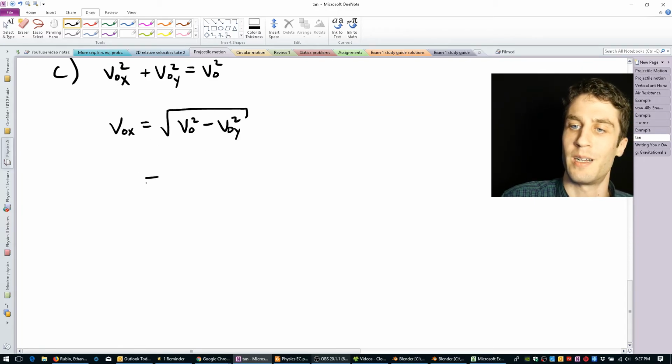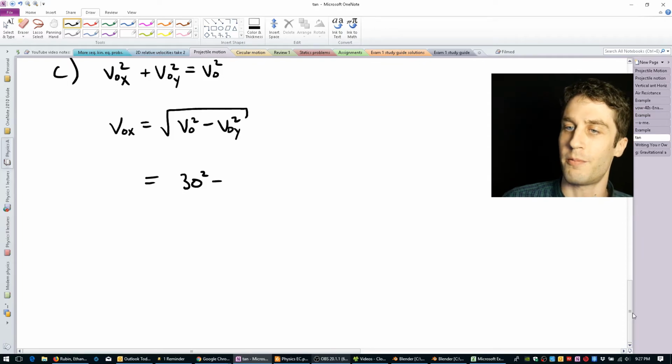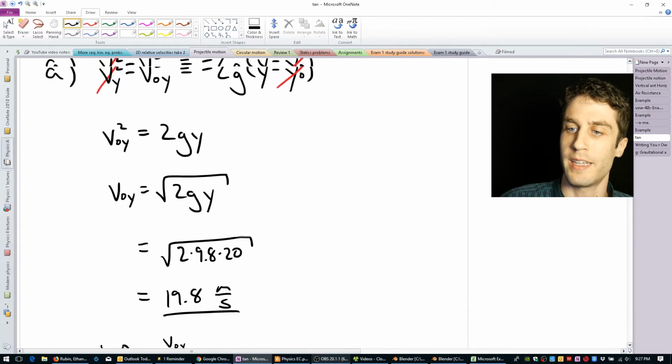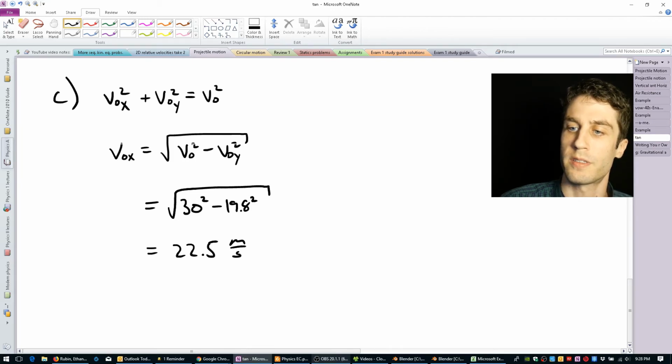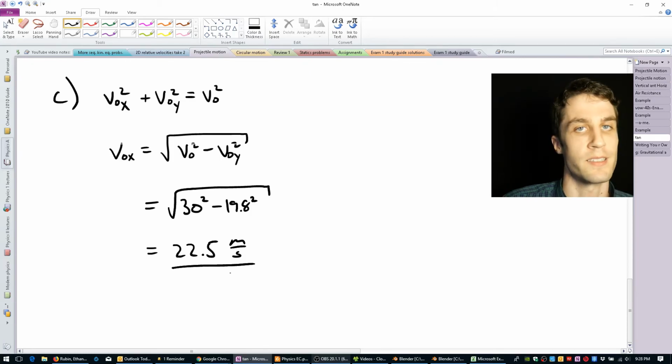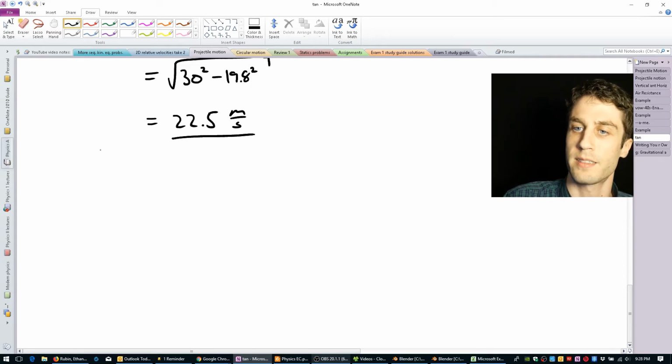The video is getting a little bit long, and I'm getting a little tired of doing algebra, so I'll plug in numbers immediately. V naught was 30, and v naught y was 19.8. Carry out this calculation, and what you should find is 22.5 meters per second. That's the horizontal component of the initial velocity. It's not what we were asked for. We were asked for the horizontal distance that he must stand from the axis.